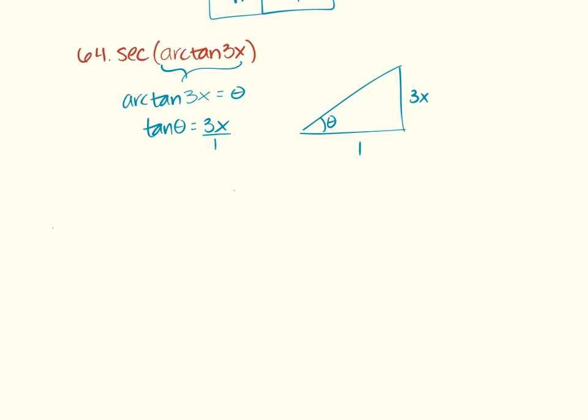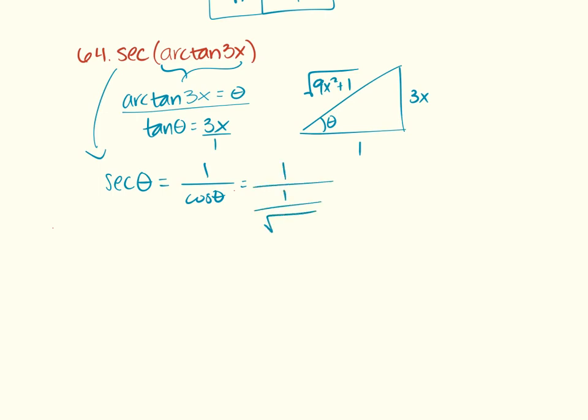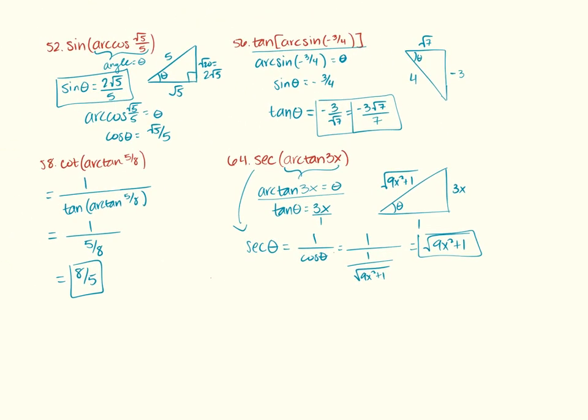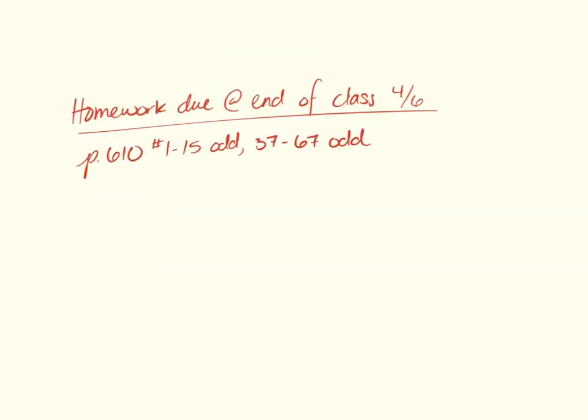So then we do Pythagoreans to figure it out. So that's square root of 9x squared plus 1 on the hypotenuse there. Okay? But what we want to find is secant of that theta, because arctangent 3x is equal to theta. So secant of theta is 1 over cosine theta, which is 1 over square root 9x squared plus 1. So this is square root 9x squared plus 1. And that's it. That's the lesson, okay?